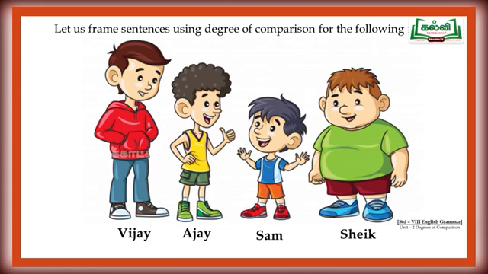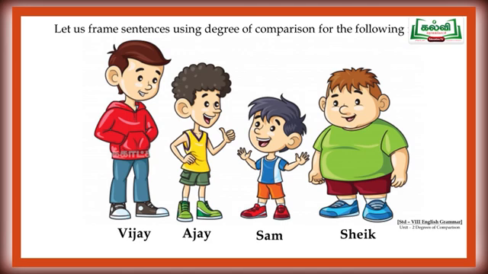Look at this image. What is the task? We are going to frame sentences using degrees of comparison. Shall we do it? Here, four boys are there. The boy who is wearing the red jacket is Vijay, the yellow t-shirt is Ajay, and the short boy is Sam, and we have one more boy, Sheikh. So, let me give some examples, then you try to frame sentences using degrees of comparison.